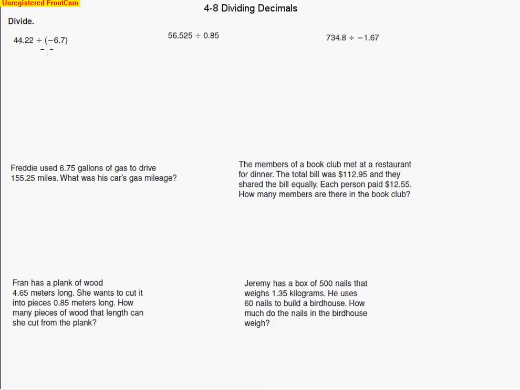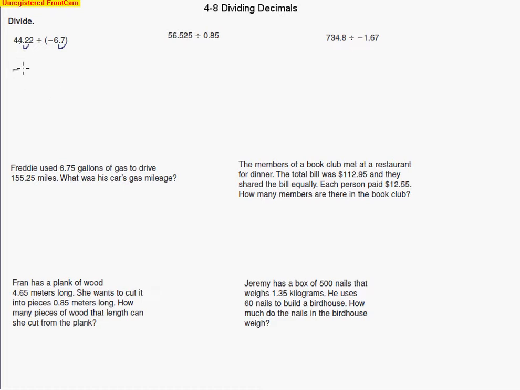So my first step is to change it so that the divisor is a whole number. So this is our divisor, negative 6 and 7 tenths. So I'm going to move that decimal over one space. That's like multiplying by 10. And I'm going to do the same thing over here. I'm going to move it over one space, because if I multiply the divisor by 10, I would need to multiply the dividend by 10. And from this point, I can now do the division.